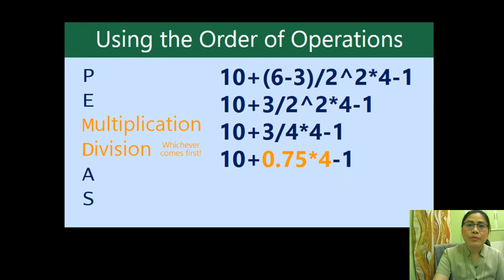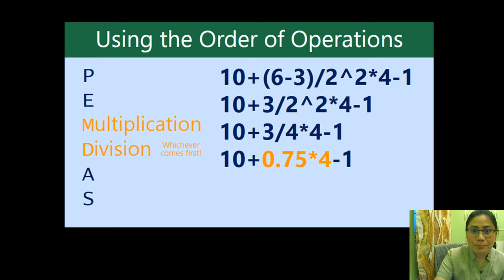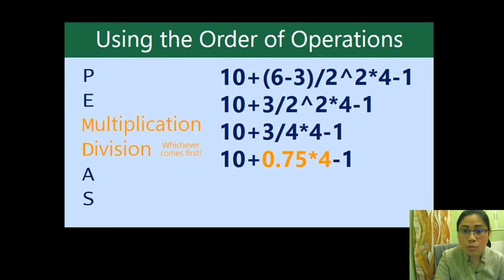Okay? Now, we'll solve our remaining multiplication operation. So, ito yung 0.75, 10 plus 0.75 times 4 minus 1. So, 0.75 times 4, the answer is 3. So let's see.